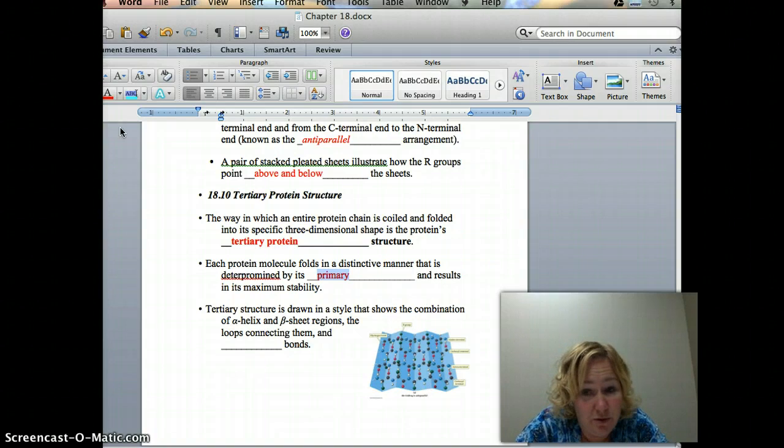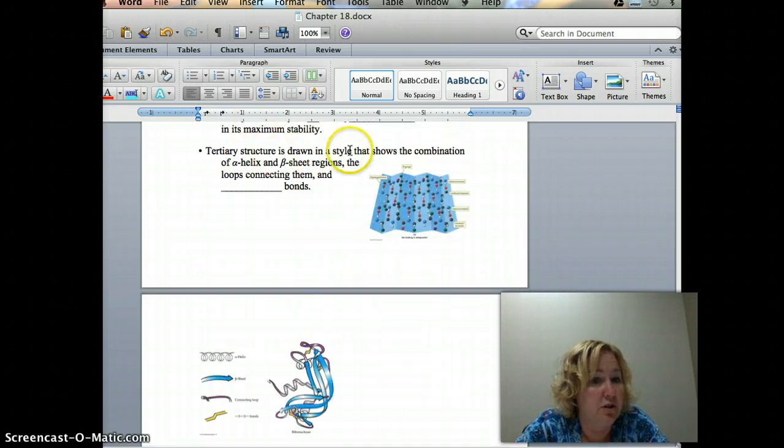If you're folding up into a hemoglobin protein, it's not going to work. You're going to have sickle cell. It's going to be bad. So the primary structure is super important to the tertiary structure. The tertiary structure is drawn in a style that shows the combination of alpha and beta regions. So you're going to have both regions working together.